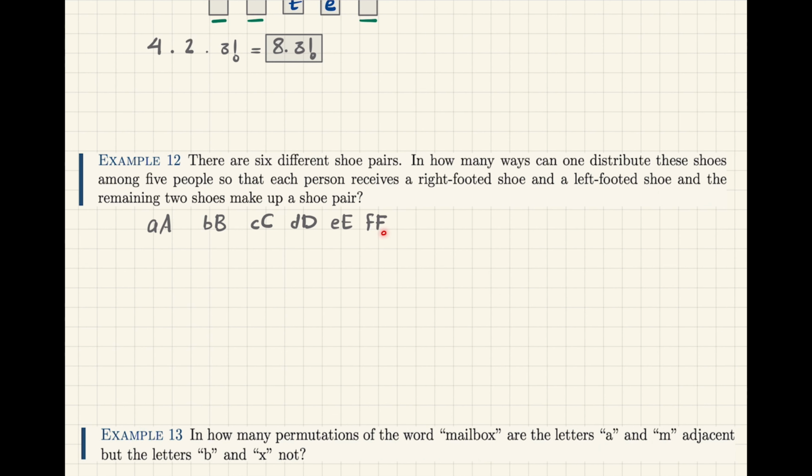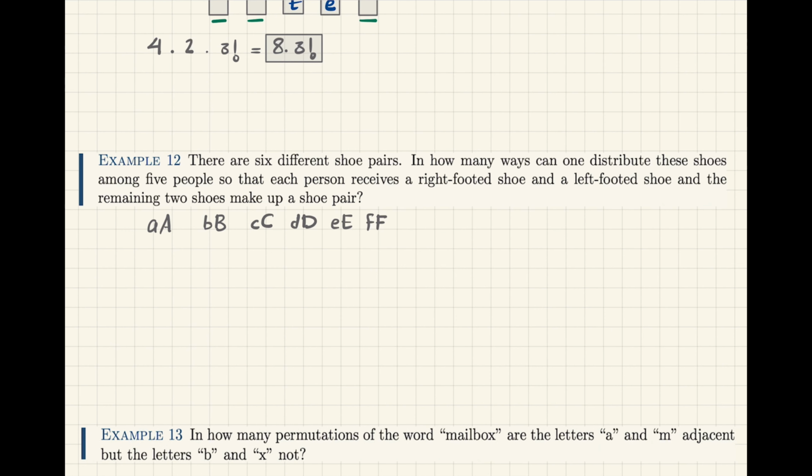So I have 6 different shoe pairs. For example, if I have a and B, it means that I have a pair of shoes. One of them is left-footed, the other one is right-footed, but of course this is not a pair of the same shoe. If I have A, B, then it means that I have 2 different right-footed shoes, both of them right-footed, but one of them is from this pair of shoes and the other one is from this pair of shoes.